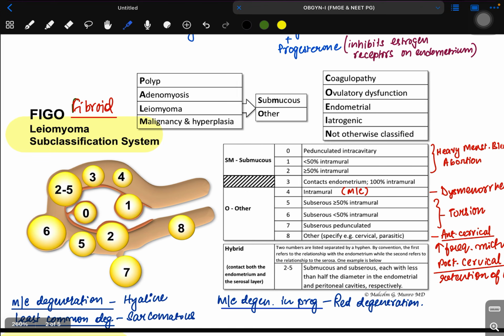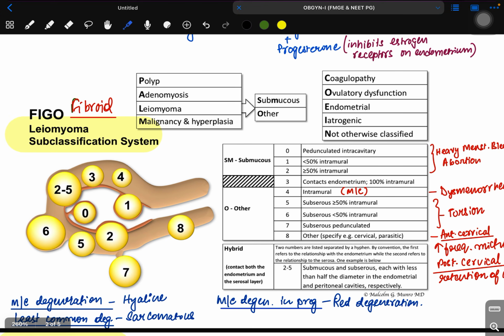Now the most common degeneration is the hyaline degeneration. The least common degeneration is the sarcomatous degeneration, and the most common degeneration noticed in pregnancy is the red degeneration.